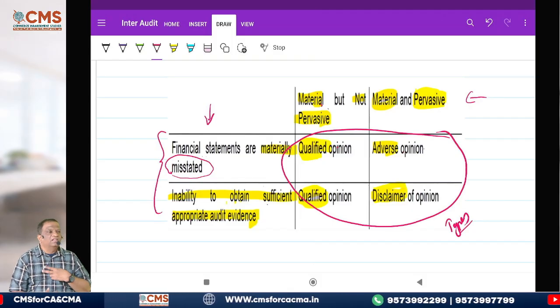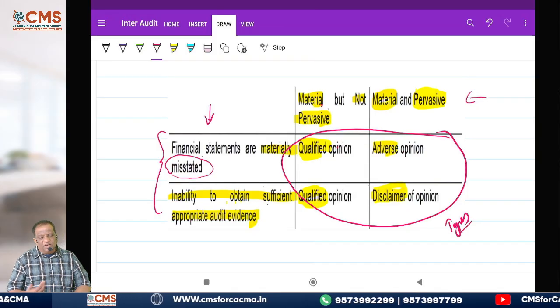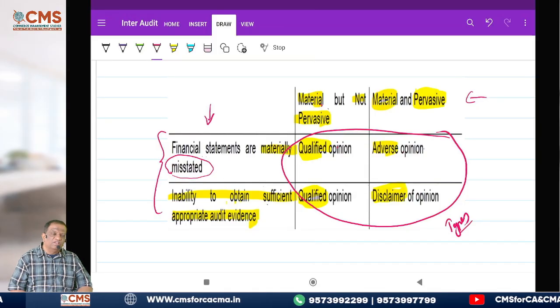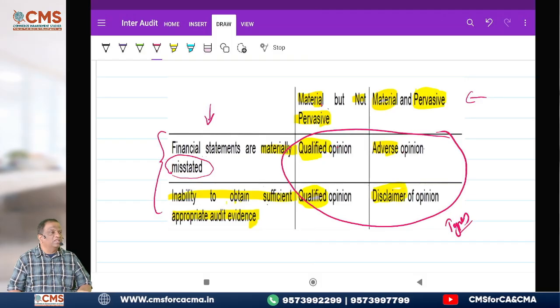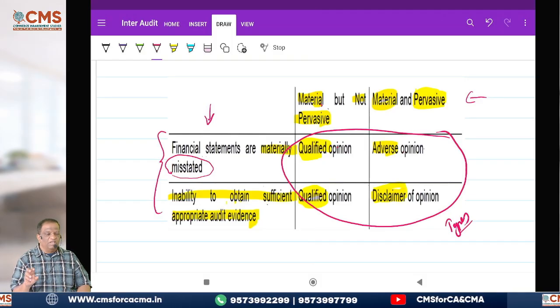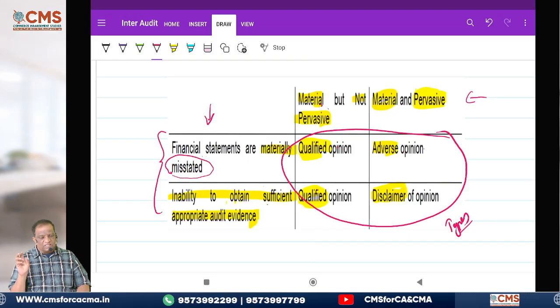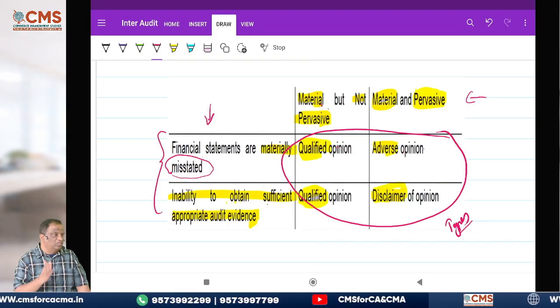Now I want you to quickly tell me, when do I issue adverse? Misstatement, material and pervasive. When will I go for disclaimer? No evidence, material and pervasive. When will I go for qualified? Both the situations, material but not pervasive. Now, the impact of this will be there on my subheadings like opinion and basis for opinion. Depending on the type of opinion, I have to give that as a prefix.